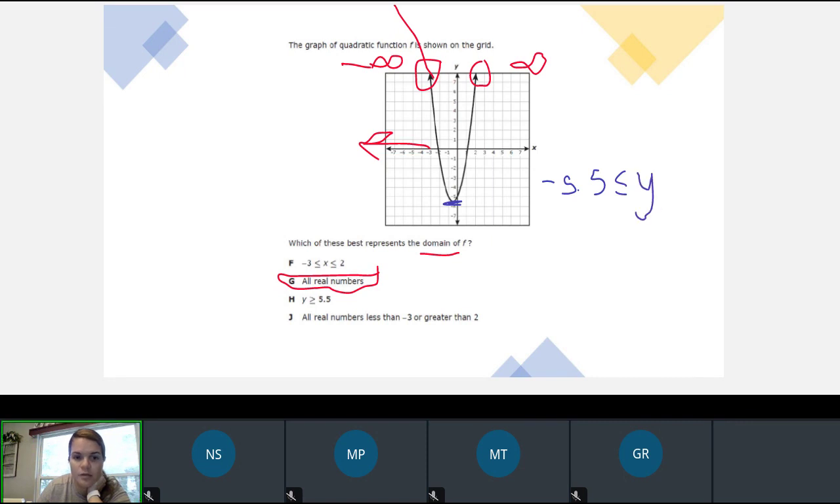And then our y values, this is our highest point, but they're arrows, so they're going to go to infinity. So you would say that they go to infinity. Or it would be all real numbers greater than negative 5.5. And if it flips upside down, it would be all real numbers less than. Good question. Really good question, Micah.